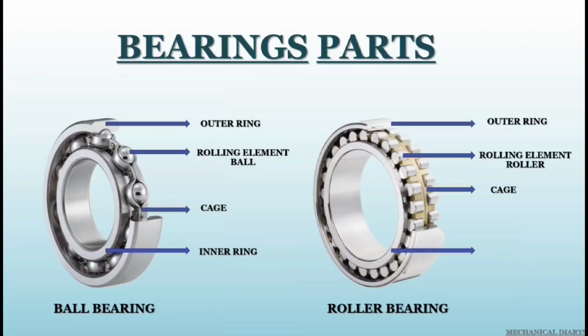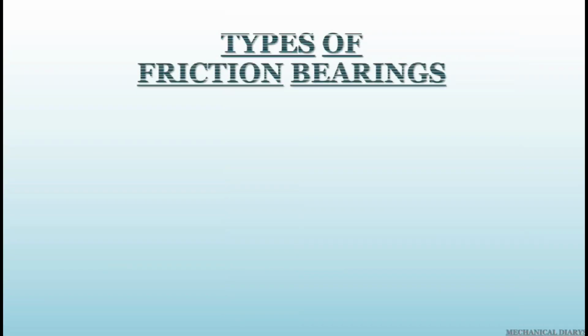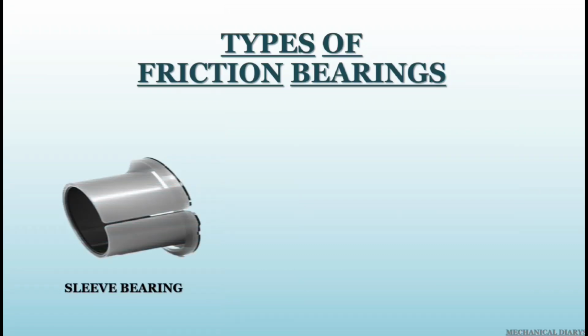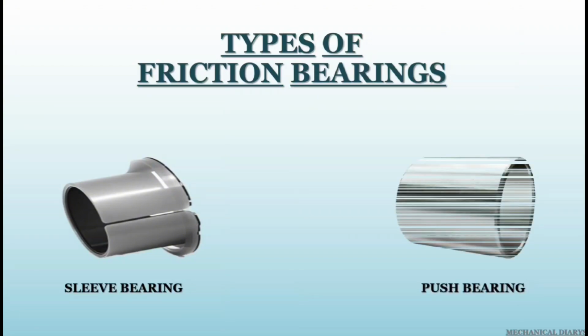A ball bearing's rolling element is a ball, and a roller bearing's rolling element is a roller. Up to now you saw the anti-friction bearing types. Now I will show you friction bearing types. First, what is a friction bearing? A friction bearing consists of a fixed, non-moving bearing surface, such as machined metal or a pressed-in bushing, that provides a low friction support surface for rotating or sliding surfaces. There are two bearings available, one is the sleeve bearing, and second is the push bearing.